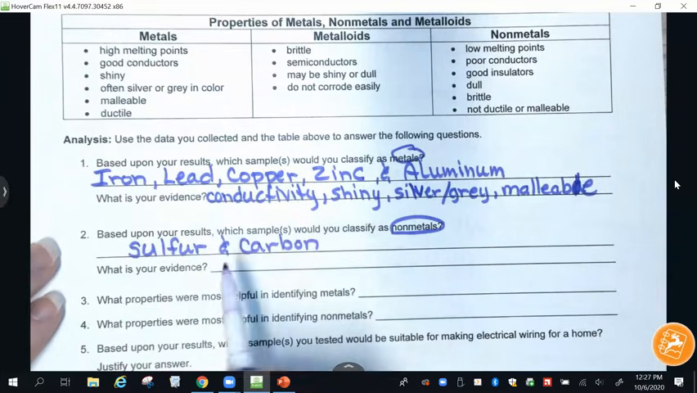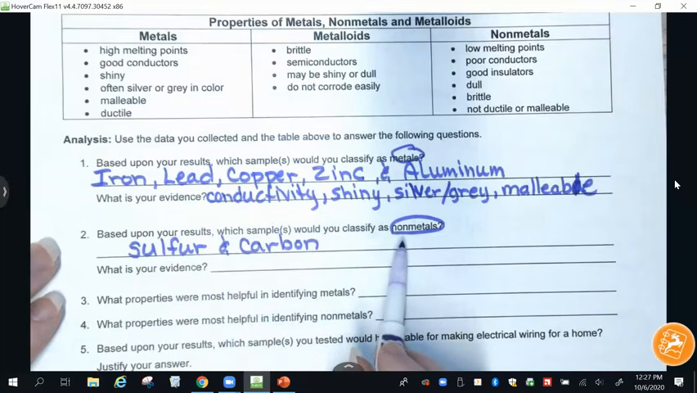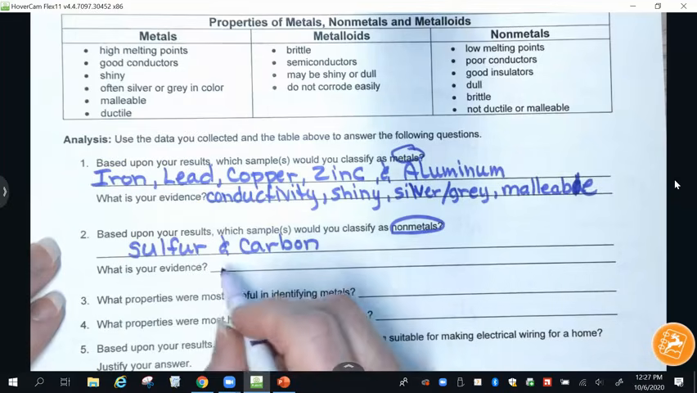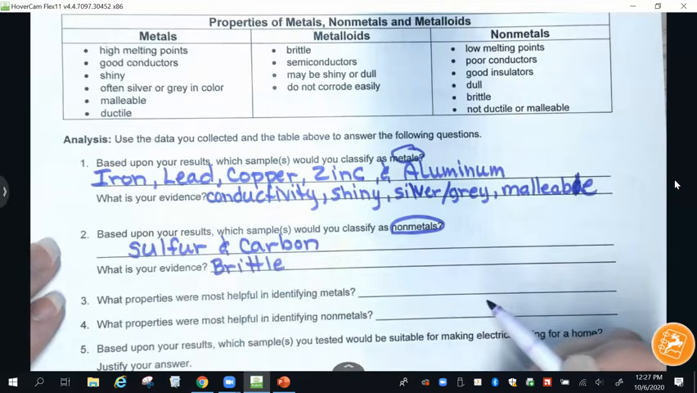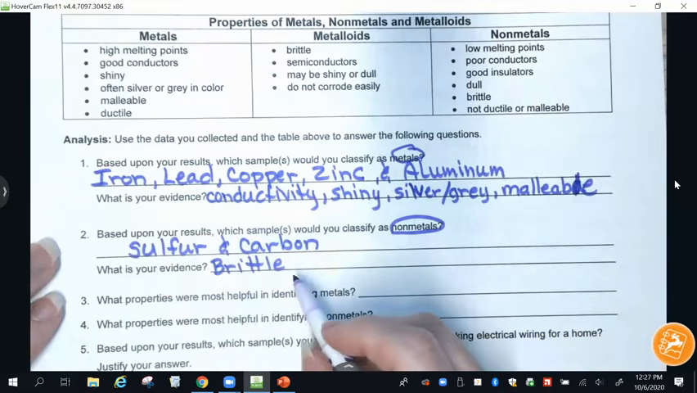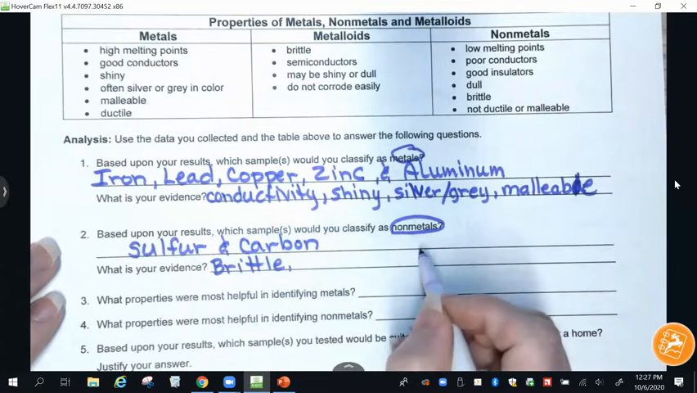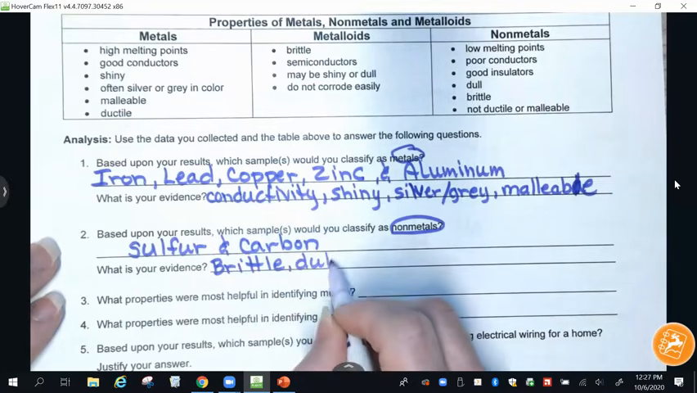Now for evidence, what were those properties that the non-metals had? Brittleness. Oh, brittle. They definitely were brittle. What else? Shine. What about the shine? Were the non-metals shiny? No, they were dull.